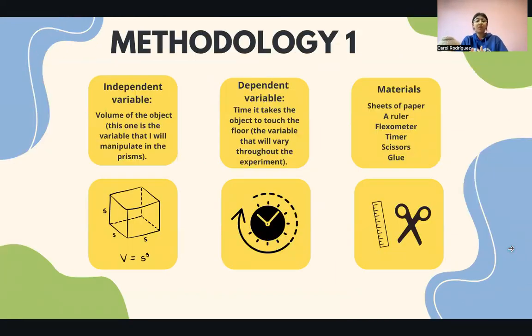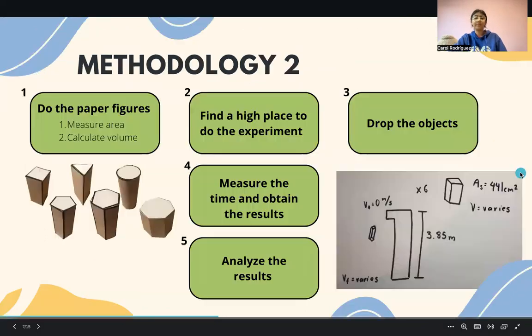The methodology I followed to do this experiment involved an independent variable and a dependent variable. The independent one was the volume of the objects, and this was the one that I had to manipulate. The dependent one was the time it took the object to touch the floor. Finally, the materials were sheets of paper, a ruler, a flexometer, a timer, scissors, and glue.